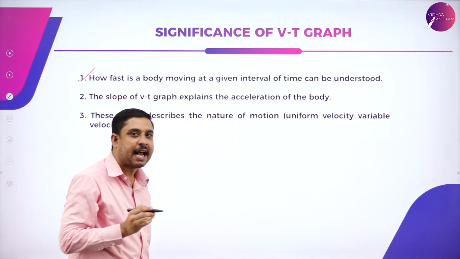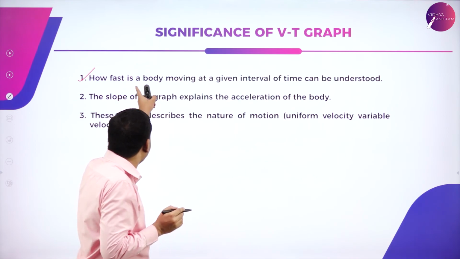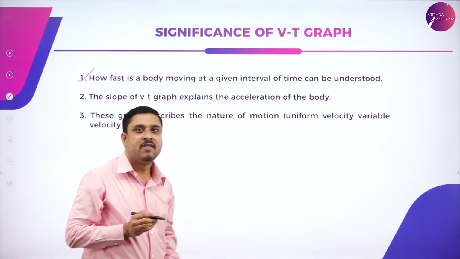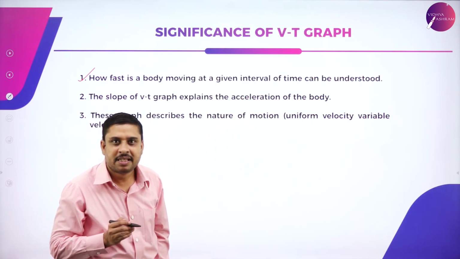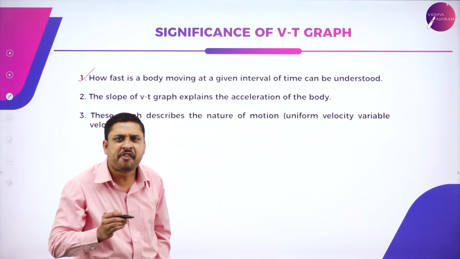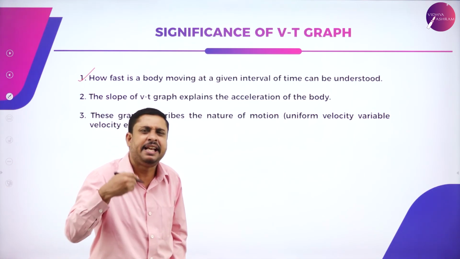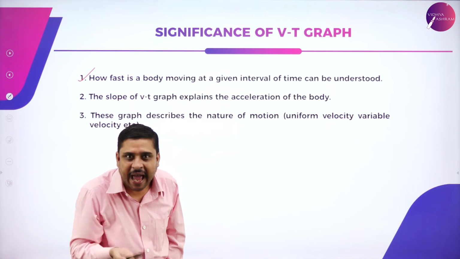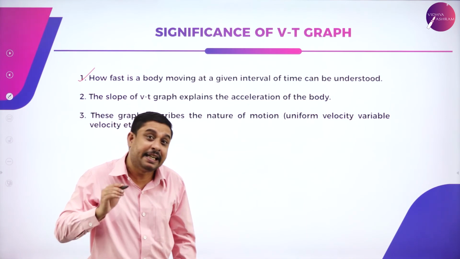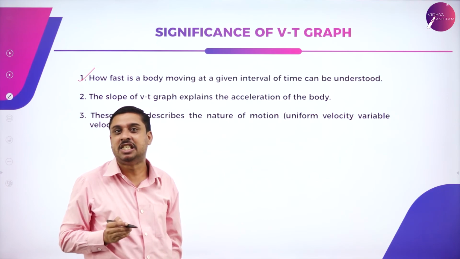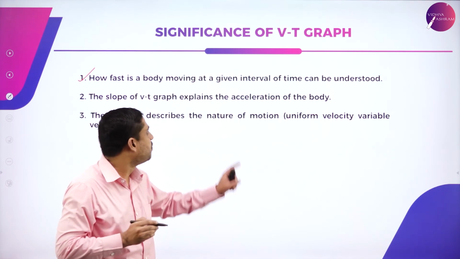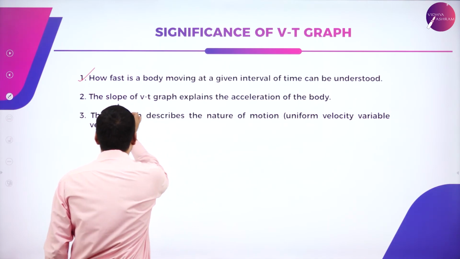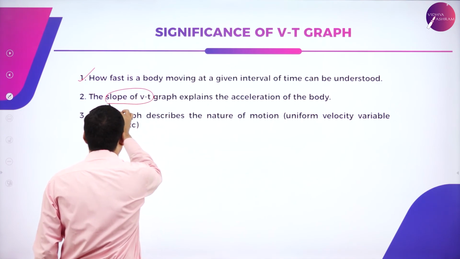the VT graph describes how fast a body is moving in a given interval of time. The speed of a body, how fast is it accelerating, decelerating? Is it positive acceleration, negative acceleration? Is the direction of the moving body changing? All these aspects are explained through the VT graph. Very important, this is very important.